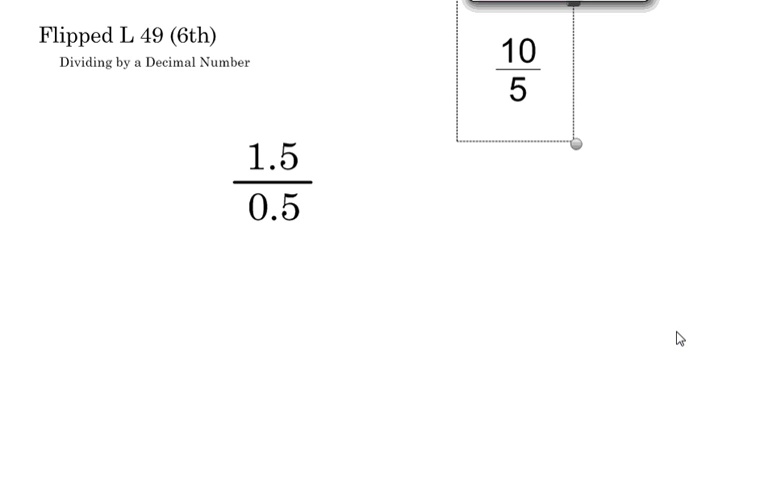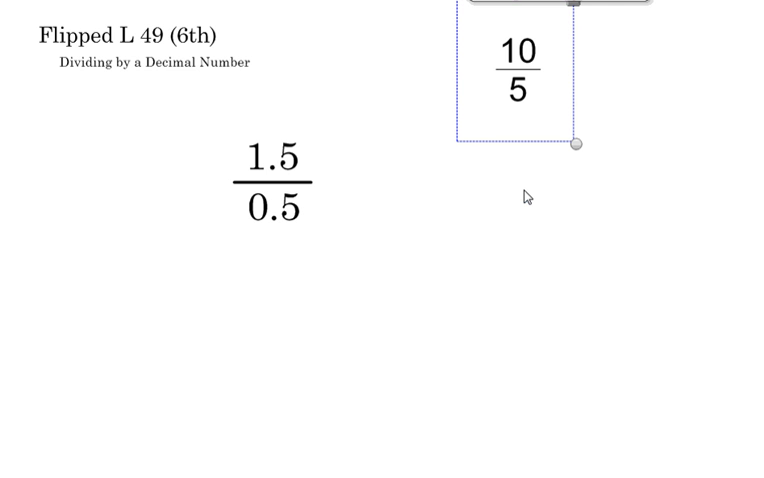Today we're going to start putting a lot of the little lessons that we've been building together and see how they work to help us to divide by a decimal. Dividing by a decimal number has a lot of similarities with writing equivalent problems.